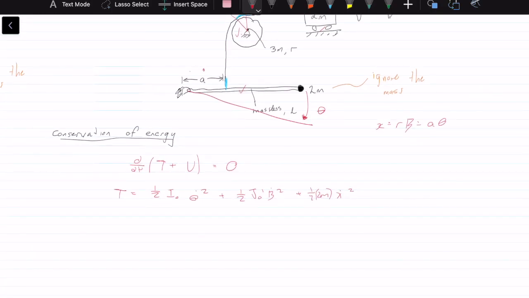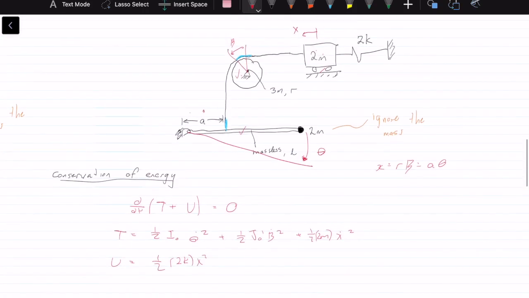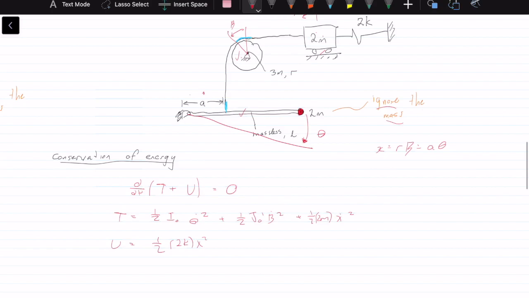Then let's also just do U, because it's pretty simple. U is equal to a half, let's do the spring first, a half times 2k times x squared. Plus the mass, right? Plus this 2m. But no, you don't include the 2m because we ignore it since it is in static equilibrium. There's no effects due to mass because the spring has taken that into consideration. So that is our potential energy. This was our EK, this was our EP.